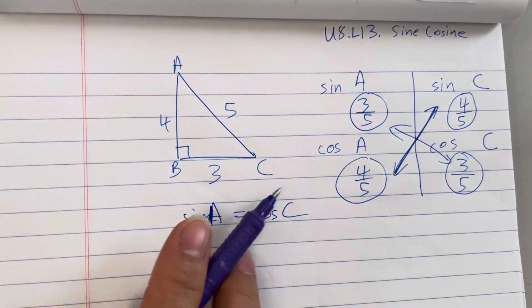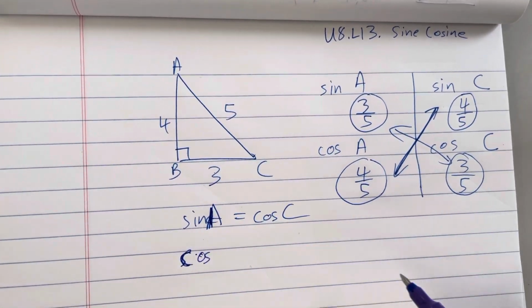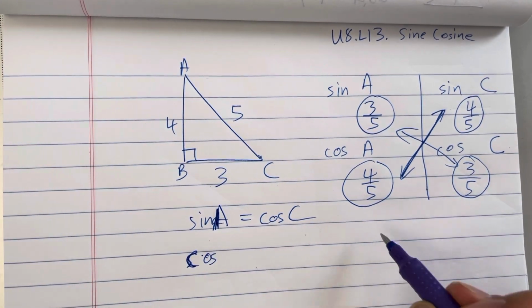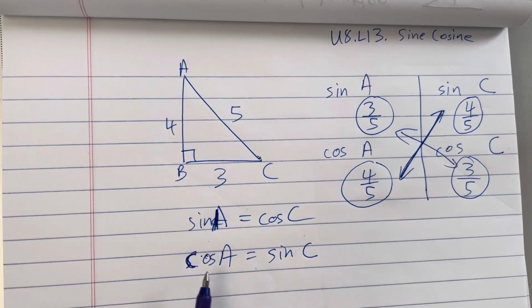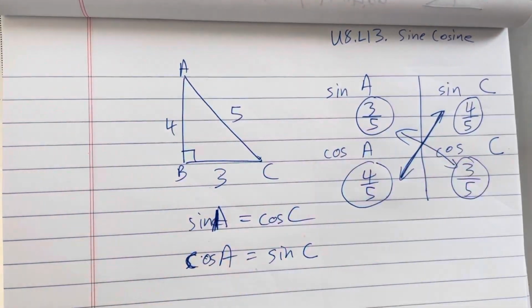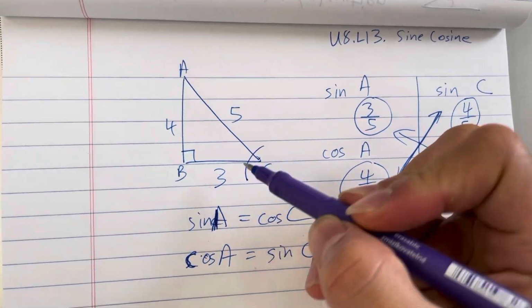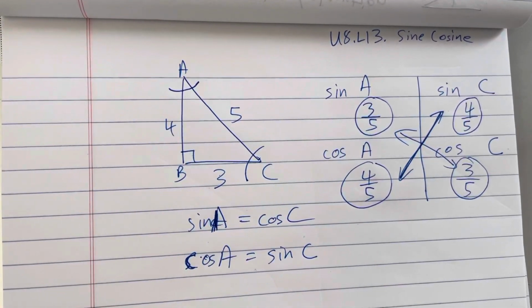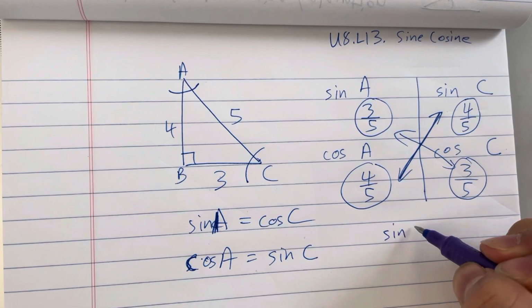It's on opposite sides of this triangle. And then you can say, also cosine A is equal to sine C. In fact, they're actually interchangeable, okay? And that's the idea. These are complements of each other. And what does the idea of the word complement mean? Well, this angle and this angle actually have to add up to 90 degrees, okay?